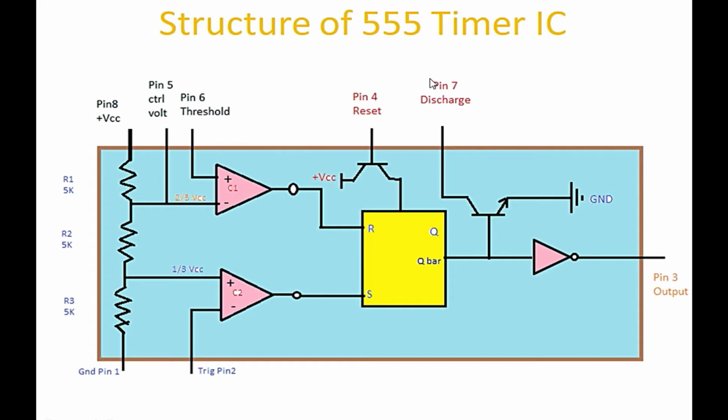The discharge pin is connected to this transistor, and the reset pin is connected to the reset of the flip-flop. Here the threshold pin is connected to the positive terminal of the comparator, and this control voltage pin is directly connected to the negative terminal of the comparator, in case we have to supply voltage from outside according to requirement. Here the trigger pin is connected to the negative terminal of the comparator.